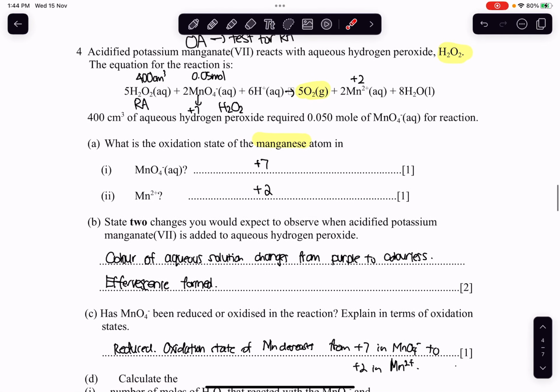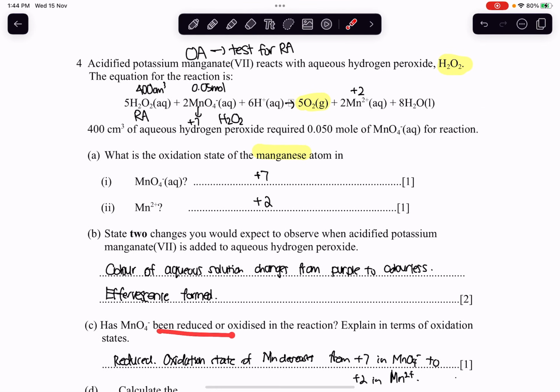Now they ask, has MnO4- been reduced or oxidized? Explain in terms of oxidation states. Remember, the question will specify, so you have to answer according to the question. It is reduced. You just tell me the oxidation state decreases from +7 in MnO4- to +2 in Mn2+.